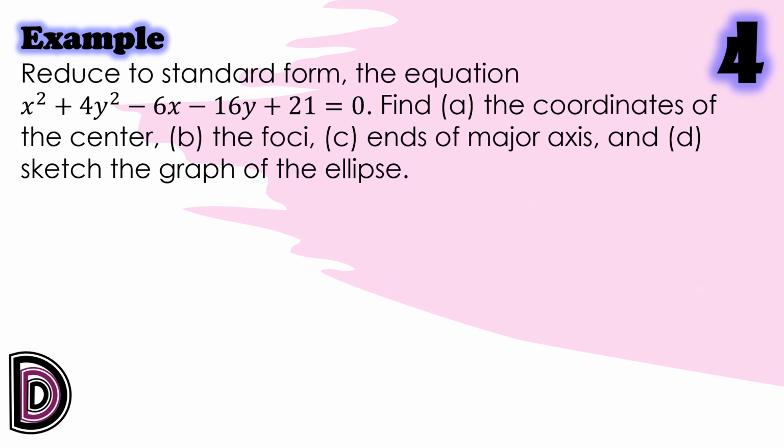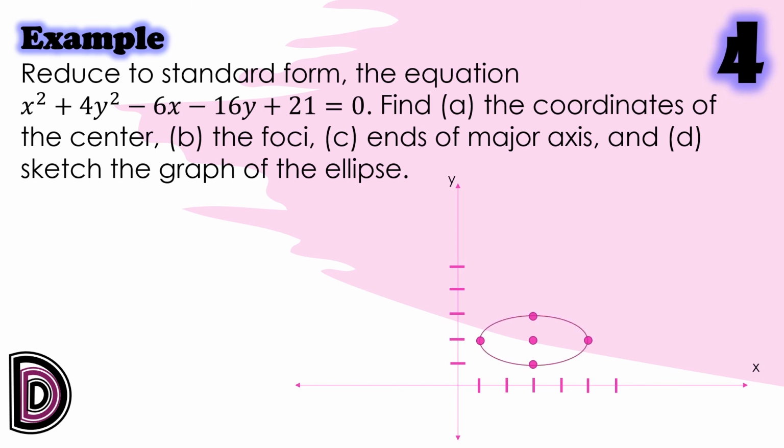Next, let us show the graph of the ellipse. So we have the y-axis, also the x-axis. We have the center at 3, 2, a vertex at 1, 2, and another at 5, 2. Since b is equal to 1, then a co-vertex at 3, 1, and also at 3, 3. Hence, we have the graph of the ellipse.